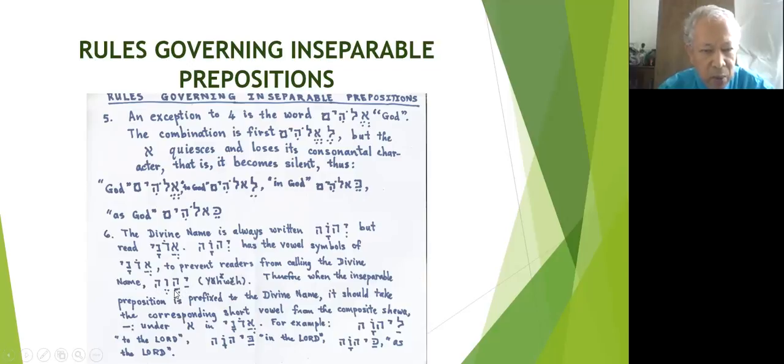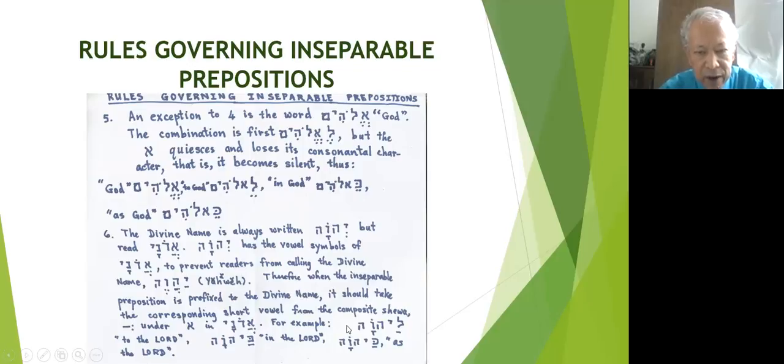Yahweh is thought to be the correct pronunciation of God's personal name. But when the inseparable preposition is prefixed to the divine name, it should take the corresponding short vowel from the composite shewa under the Aleph, the Hatef Pathak in Adonai. So it is following the vowels of Adonai. And so under Aleph in Adonai, you have the composite shewa, Hatef Pathak.